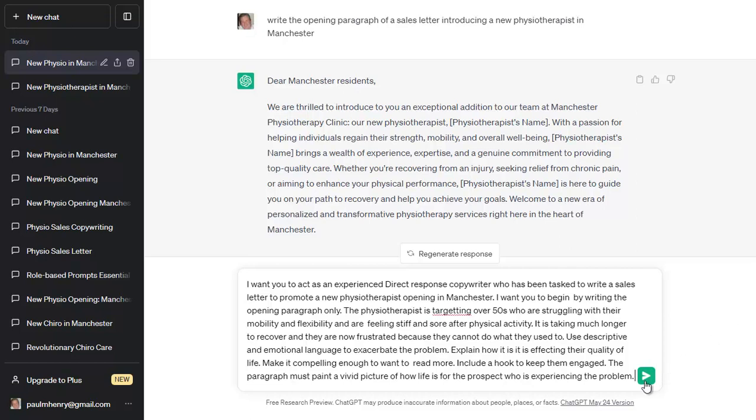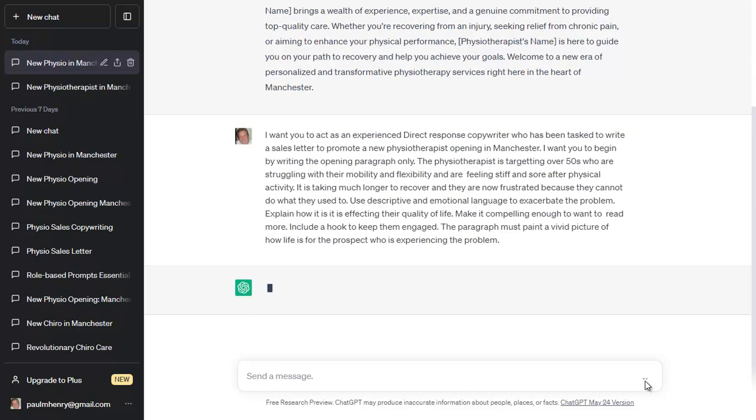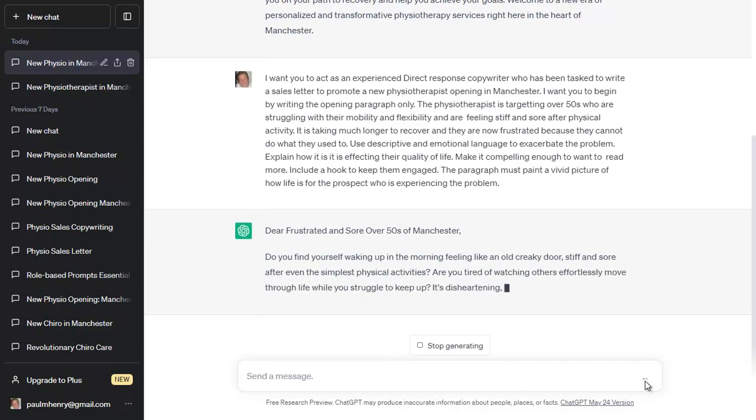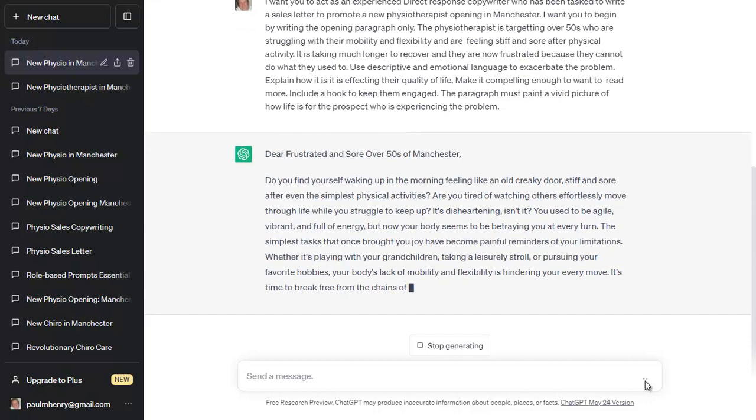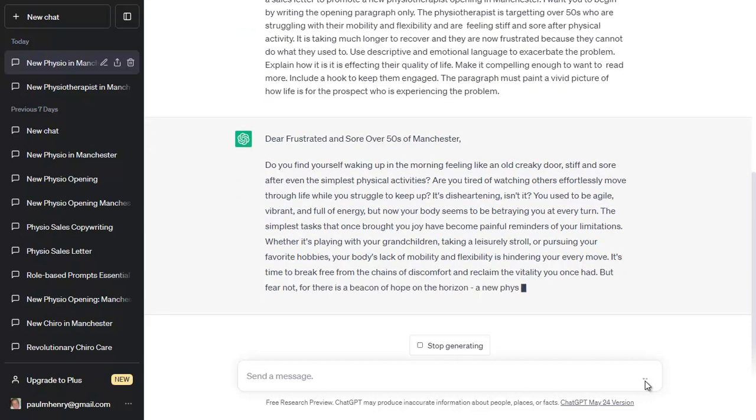A lot more detail than that. You can see straight away that's an infinitesimally better prompt than the original one. So let's see what comes back. That's a good start. "Dear frustrated and sore over 50s of Manchester." That's fairly precise, isn't it, based on the targeting description I gave it.